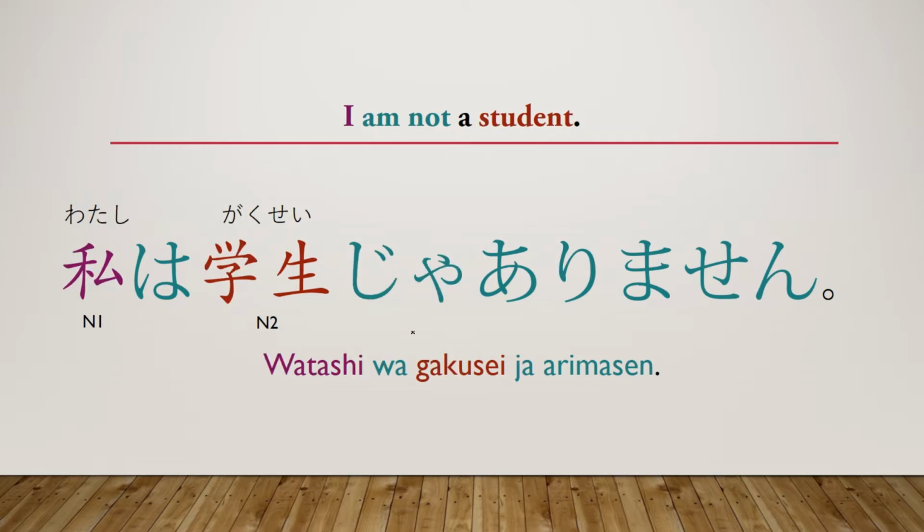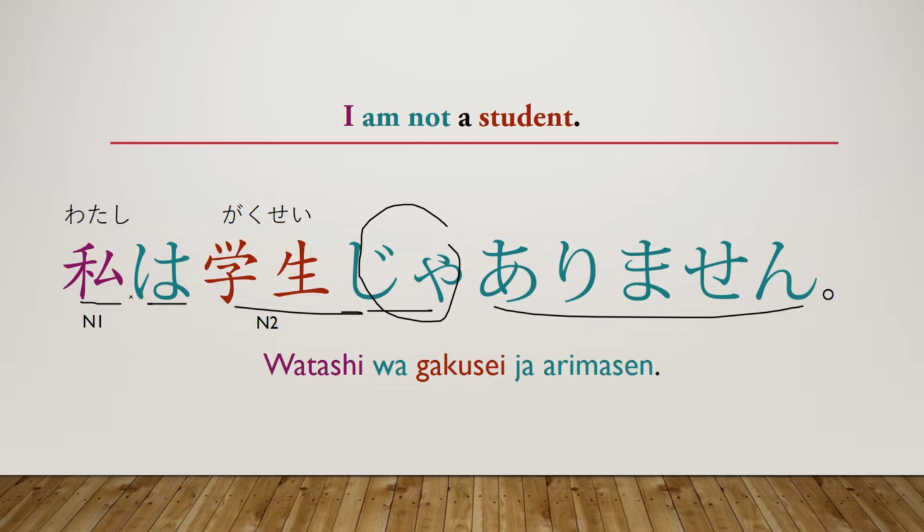Okay, next one. I am not a student. Watashi wa gakusei ja arimasen. As you can see here, I used the contraction. I did not use dewa this time. This is something you'd probably use when you're speaking. Watashi wa gakusei ja arimasen.